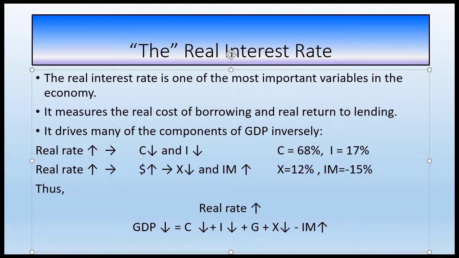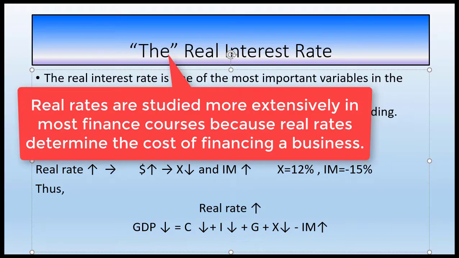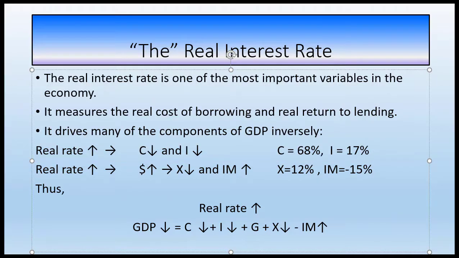The real interest rate is probably one of the most important variables in the whole economy, and it's extremely important to macroeconomics. The real rate is managed in part by the Federal Reserve. And when I say "the real rate," notice in this slide I have "the" in quotes. There are many, many real rates. It depends on the bond. Every bond, every different maturity on a bond, all bonds have different real interest rates.